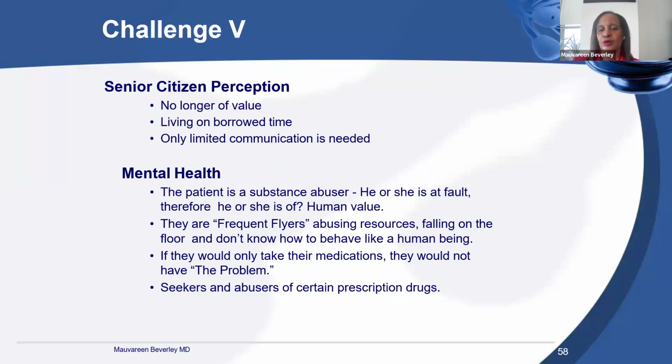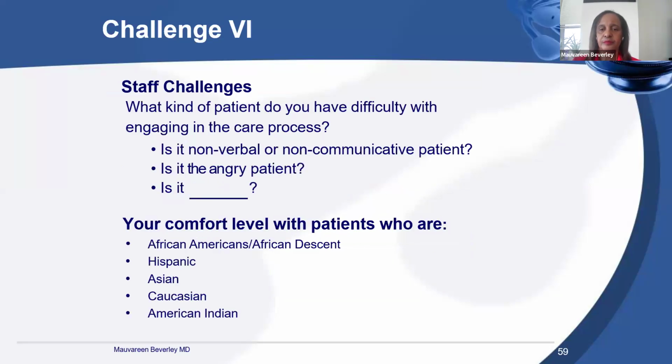Senior citizen: no longer valued, living on borrowed time, only limited communication is needed. Mental health: the patient is a substance abuser. He or she is at fault, therefore he or she is of questionable human value. They are frequent flyers, abusers, resources, falling on the floor and don't know how to behave like human beings. If they would only take their medications, they would not have the problem. They're seekers and abusers of certain prescription drugs. That's the feeling, the perception.